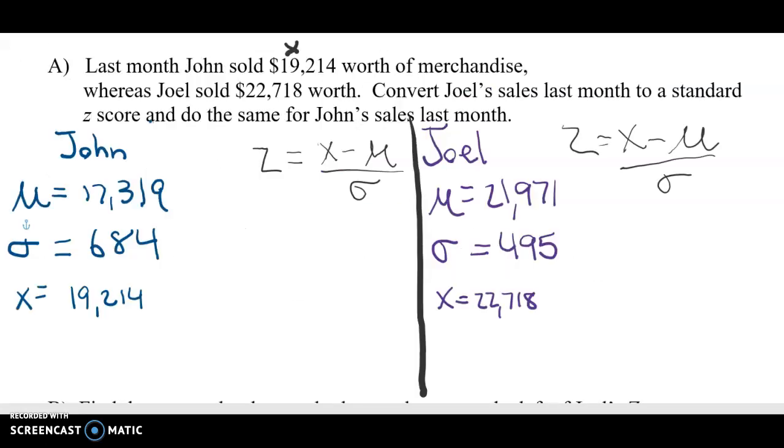As you can see, I've written the information we know for each salesperson, and I've written the Z-score formula on each side because that's what we'll need. So we're going to go ahead and fill in those formulas to find our Z-score. Pause the video, try it on your own, and then check with me.